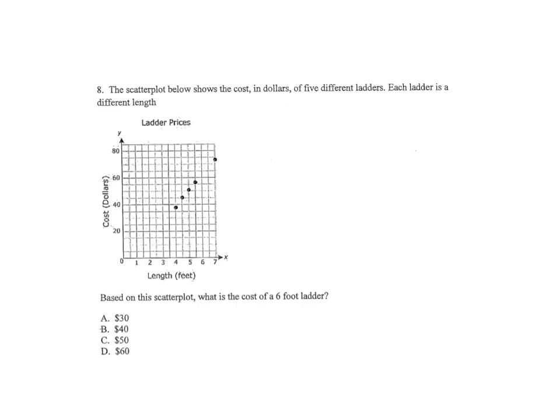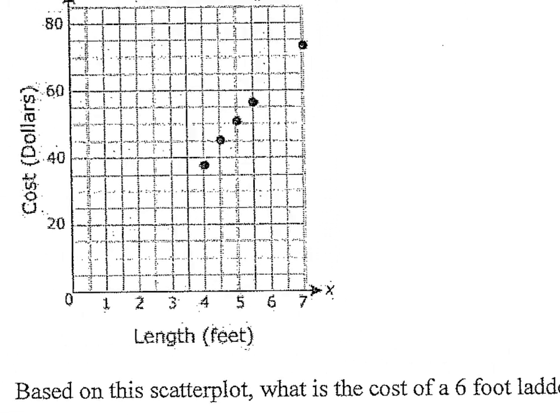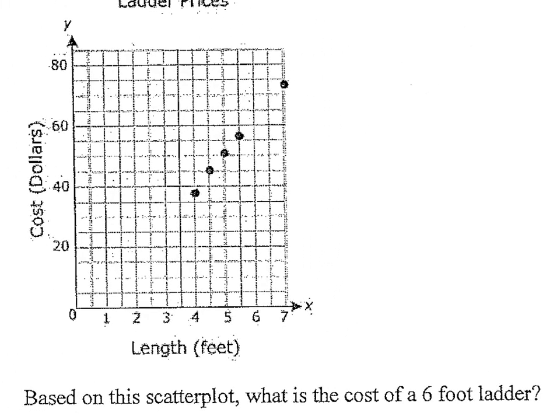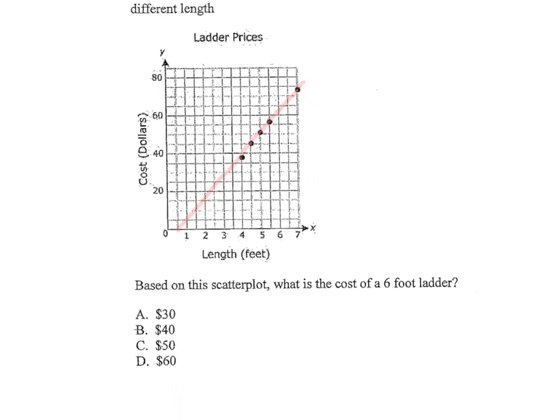Number 8, the scatter plot below shows the cost in dollars of 5 different ladders. Each ladder is a different length. Based on the scatter plot, what is the cost of a 6-foot ladder? Okay, so I'm going to try to highlight this the best I can. This is clearly making a line, so I'm going to draw my line kind of through there. I'm guessing that's about where it's going to go. It's not perfect, but we'll take it.